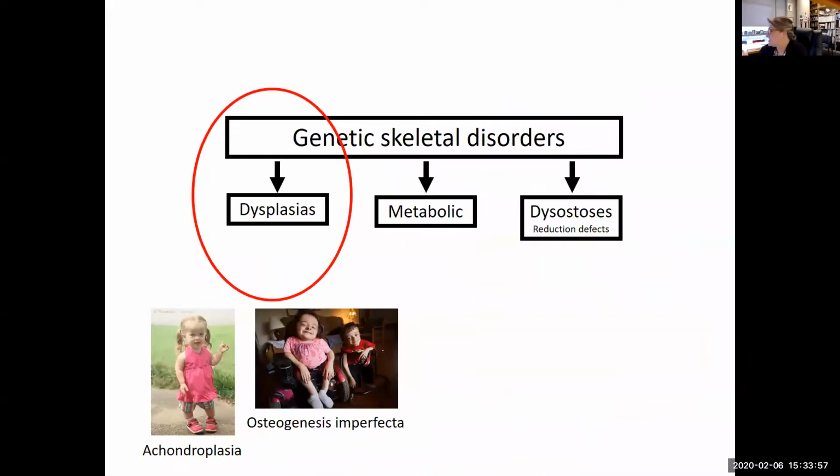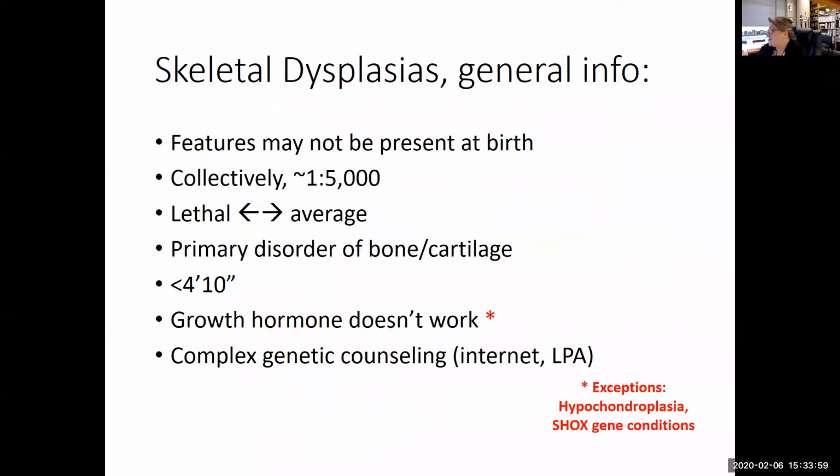In the dysplasias, osteogenesis imperfecta and achondroplasia are perfect examples to think of in that grouping. Features might not always be present at birth in the dysplasias, and collectively we think the prevalence is somewhere around 1 in 5,000, whole spectrum from lethality up to average, which I mentioned is average stature or close to average stature, but very likely lower than the genetic potential that you would expect for that family.